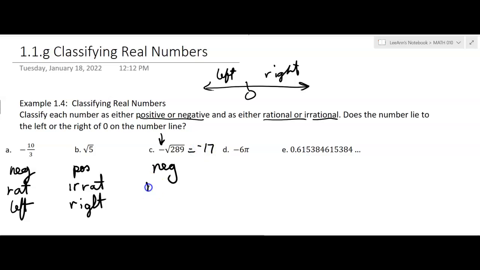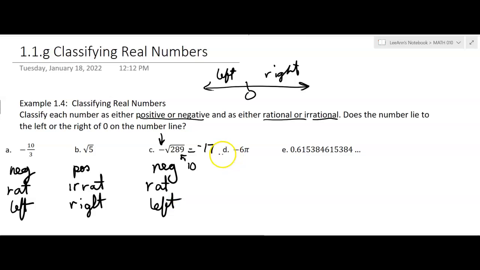And so I'm going to say it's rational because it simplifies to negative 17. Square root of 289 is 17. I just happen to know that. You could play around with it, though, if you suspected it. You know it's got to be bigger than 10, because 10 squared is 100, and less than 20, because 20 squared is 400. So if you wanted to think like that and kind of narrow it down, but it's rational. It is negative, so it's going to go to the left.